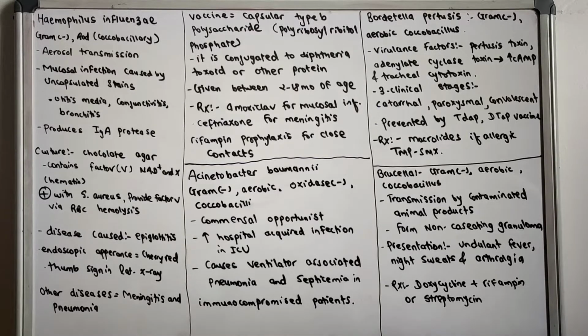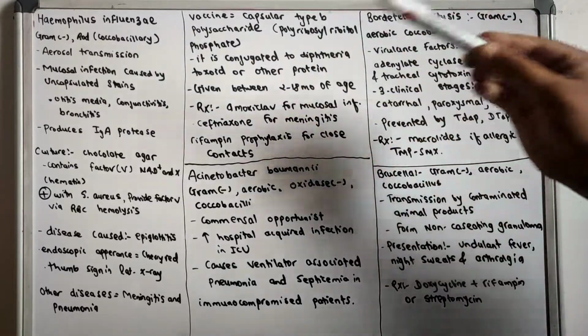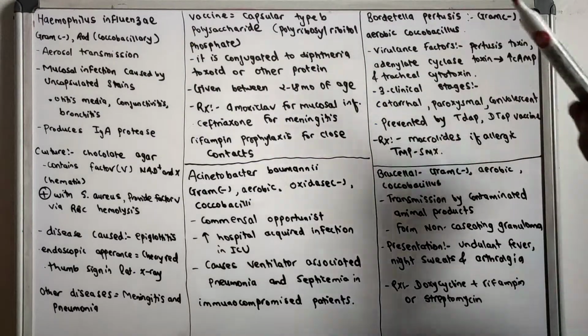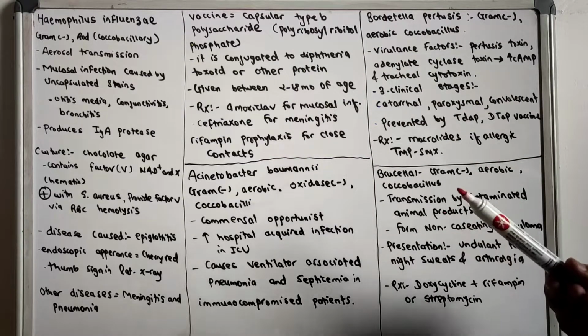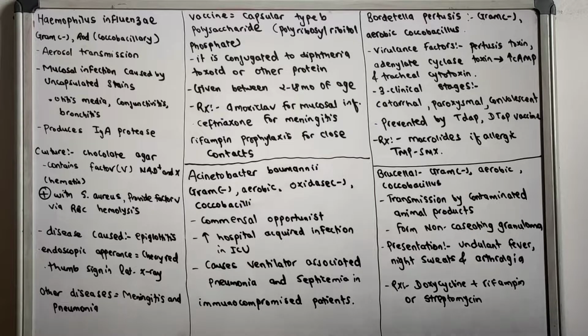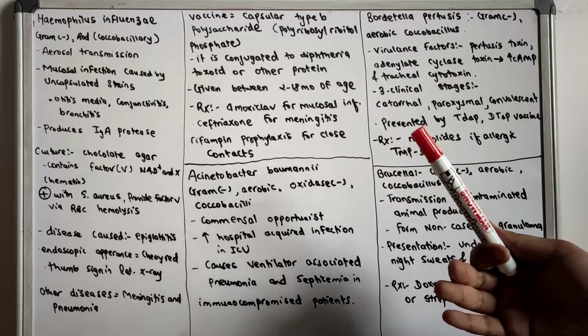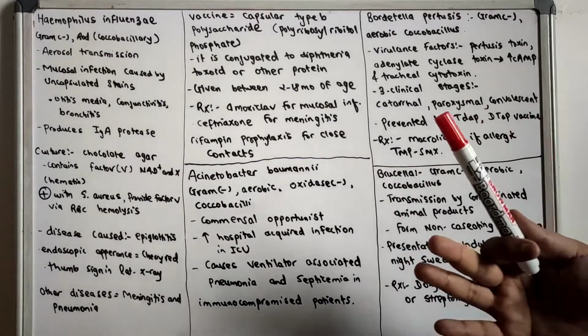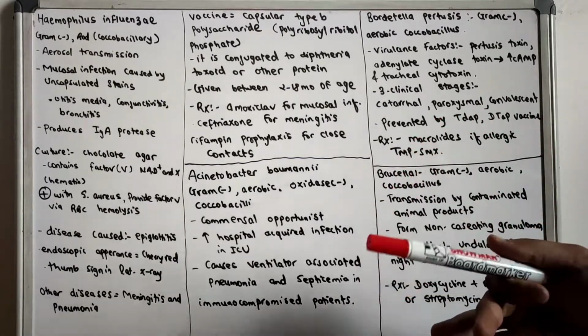Hello everyone. So today in this video we are going to talk about four very important gram-negative bacteria. Those are Hemophilus influenzae, Acinetobacter baumannii, Bordetella pertussis, and Brucella. So these are the four gram-negative organisms that we are going to talk about in detail.